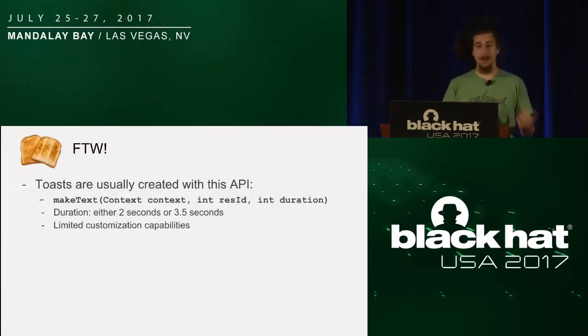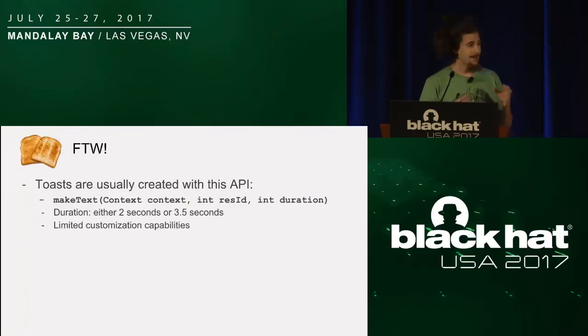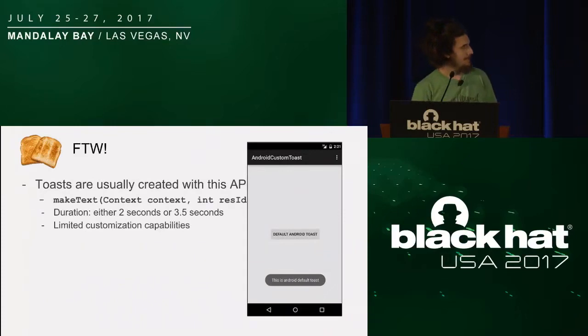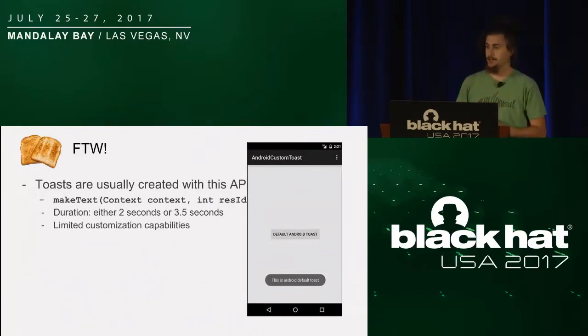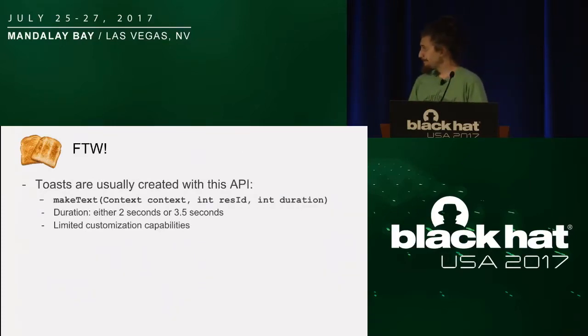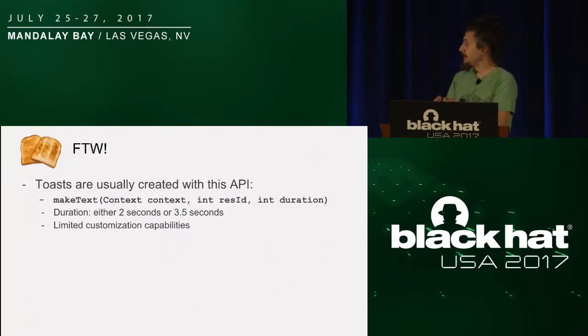And talking to one of my friends, we realized, wow, toasts are actually the way to go. Toasts are one of the features where you can create them with this makeText API. When you create them, they look like this. They're just a very brief notification. There is this API, and you can create them for a limited duration, either 2 seconds or 3.5 seconds. Now, toasts have been abused in the past, and the usual trick is that you keep creating them.